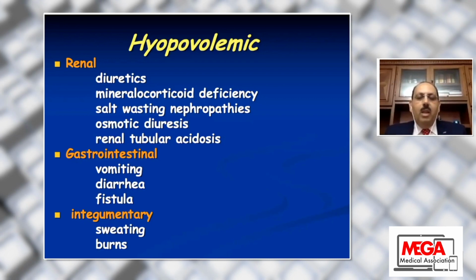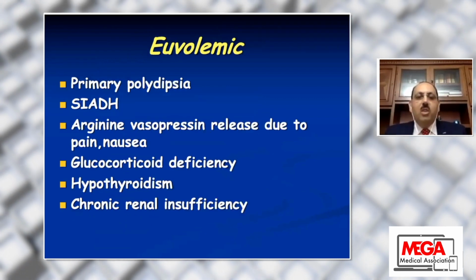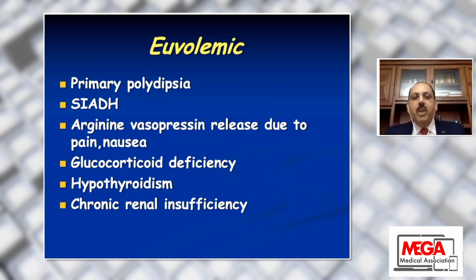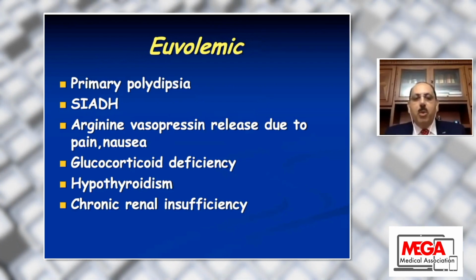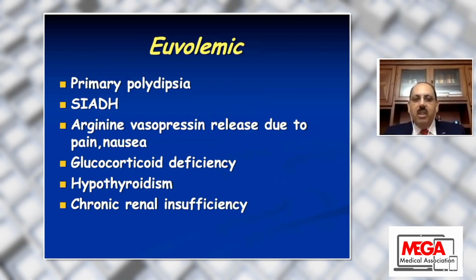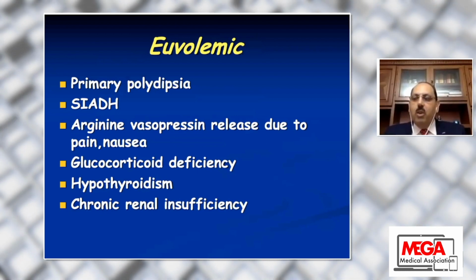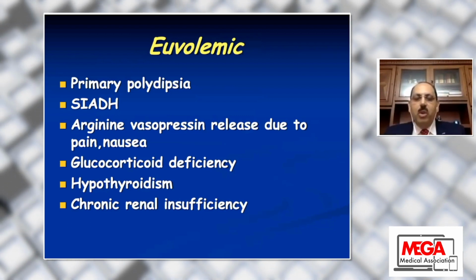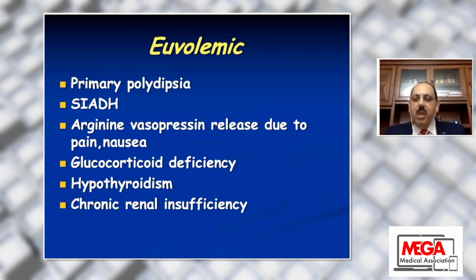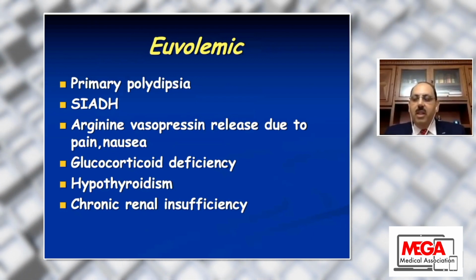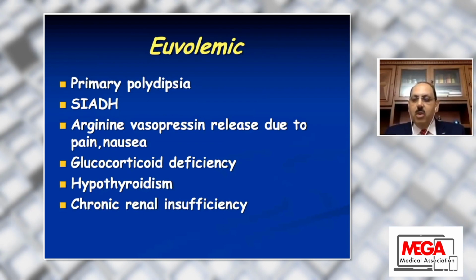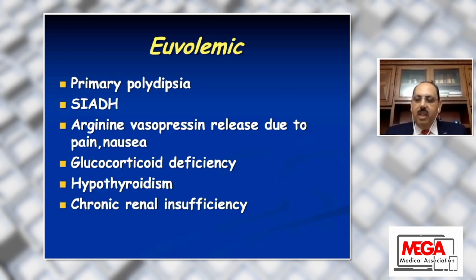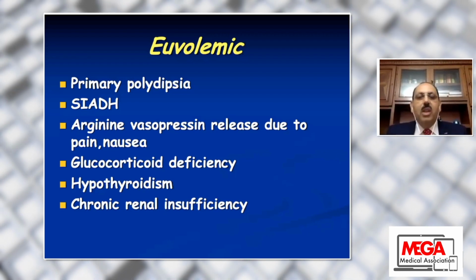In euvolemic hyponatremia, in cases of primary or psychogenic polydipsia, or syndrome of inappropriate antidiuretic hormone, where inappropriate release of the antidiuretic hormone results in a lot of water retention and volume overload, which stimulates the heart receptors to release ANP and BNP and decrease the renin-angiotensin system and aldosterone secretion, so sodium is not reabsorbed by the kidney, causing natriuresis or increased sodium losses in the urine.